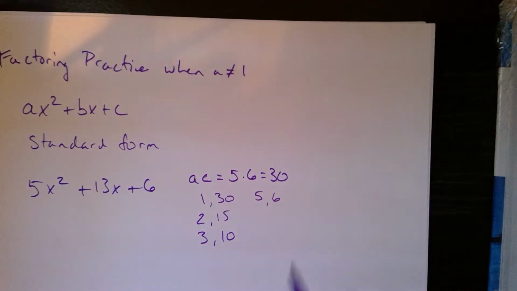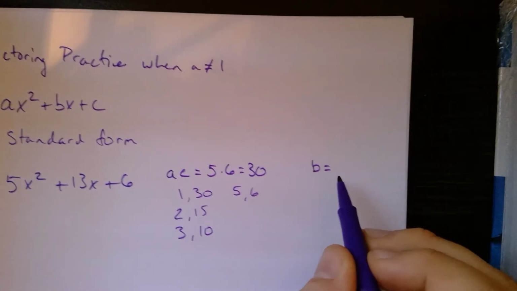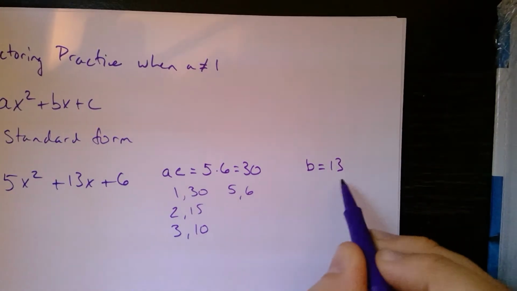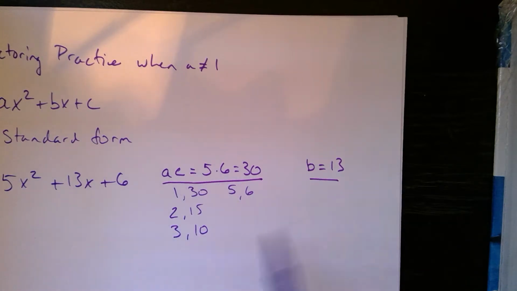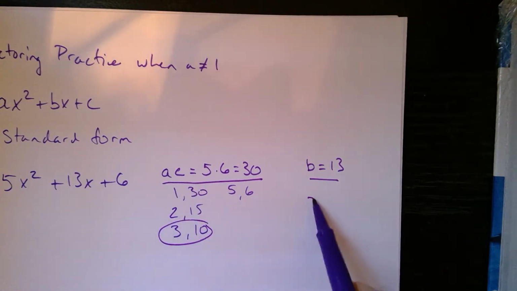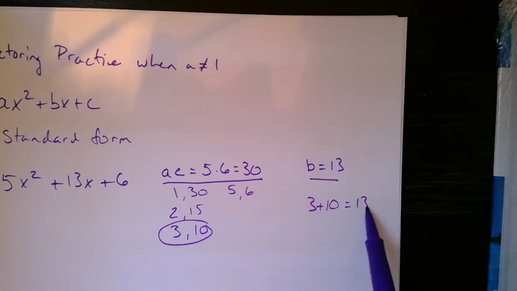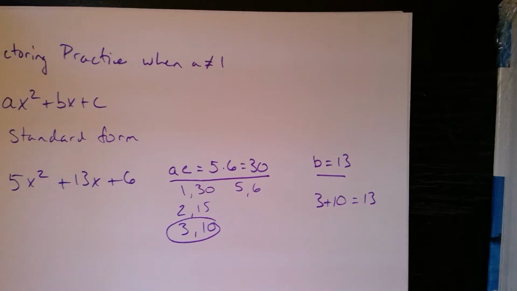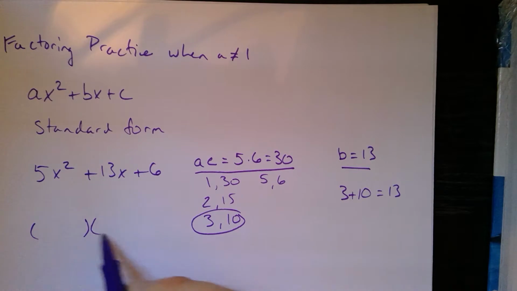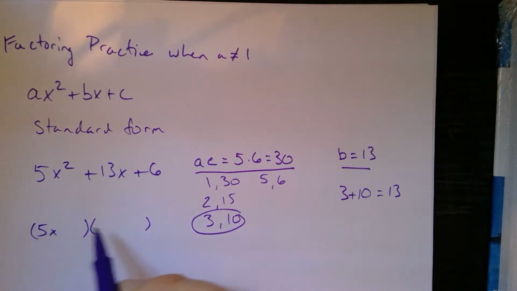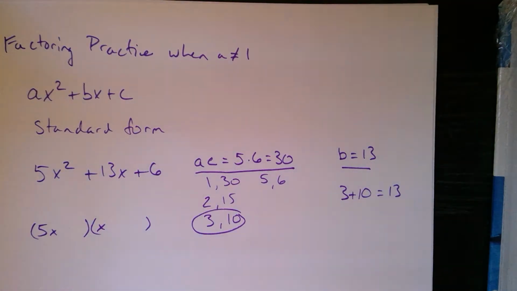All right, and now we have to find b, which is going to be 13. So which of these factor pairs adds up to 13? That's going to be 3 and 10. So 3 plus 10 equals 13. Now, the thing that makes this tricky is when we write in two-factored form. 5x and x must go together. So we're going to look. We have 3 and 10.